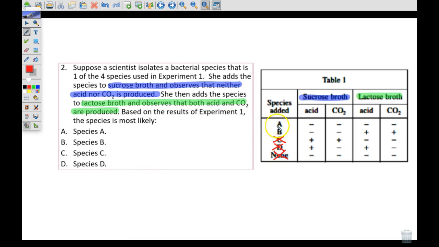Because we still have 2 possibilities, we're going to go back to the passage. So then she adds the species to lactose broth and observes that both acid and CO2 are produced. So looking at our 2 options, acid and CO2 are produced for option B. That's our answer. So the best answer for number 2 is species B.